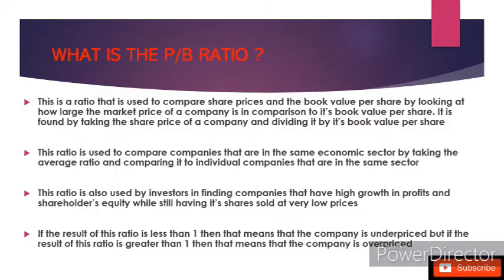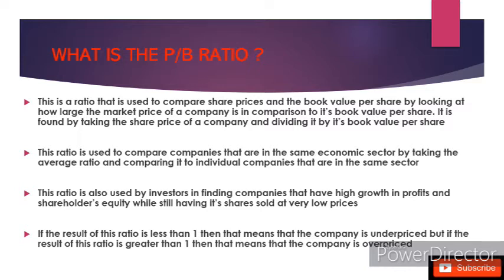Starting off by defining what the P/B ratio is. This is a ratio used to compare the share price and the book value per share by looking at how large the market price of a company is in comparison to its book value per share. It is found by taking the share price of a company and dividing it by the book value per share, which we learned about in the previous video.